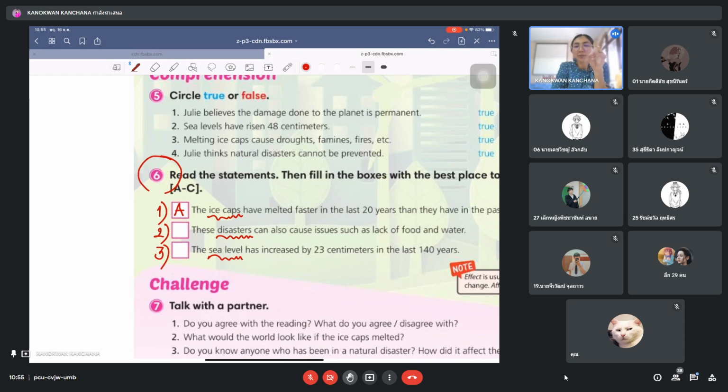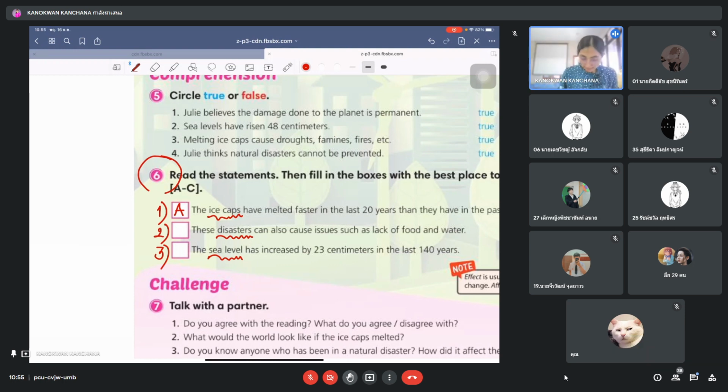Can I have two more students, please? Chawakrit, 1, and 1 more student after Chawakrit, please. Can I have 1 more student? Sutipan, thank you very much. You did a great job.